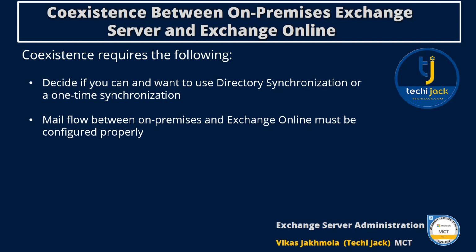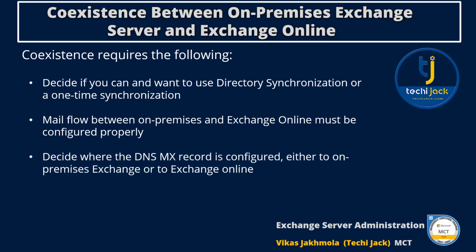Our next requirement is that mail flow between on-premises and Exchange Online must be configured properly. If you decide to move to Exchange Online as quickly as possible or migrate the mailboxes over a longer time period, you need to consider how to configure mail flow among both on-premises Exchange Server and online. A basic mail flow is quickly established by using a different target address in Exchange Online, such as your tenant name .onmicrosoft.com email address. Our next requirement is to decide where the DNS MX record is configured, either to on-premises Exchange Server or to Exchange Online.